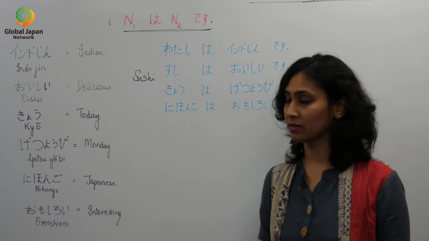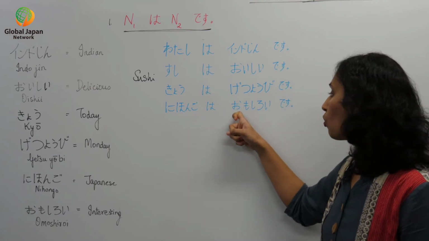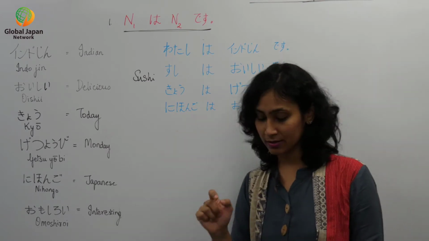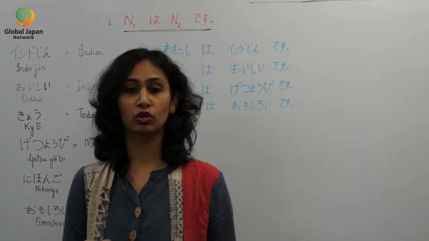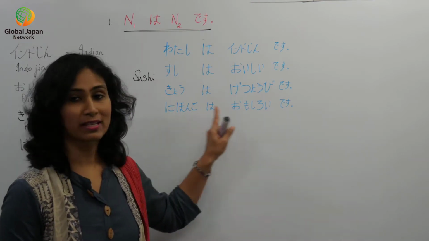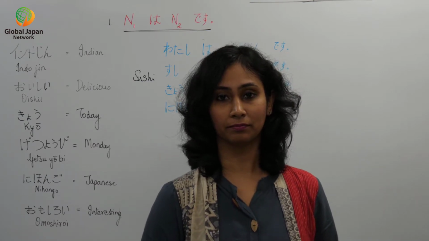Fourth example sentence. Nihongo wa omoshiroi desu. Nihongo means Japanese. Omoshiroi is an adjective, it means interesting. So the sentence is Japanese is interesting.